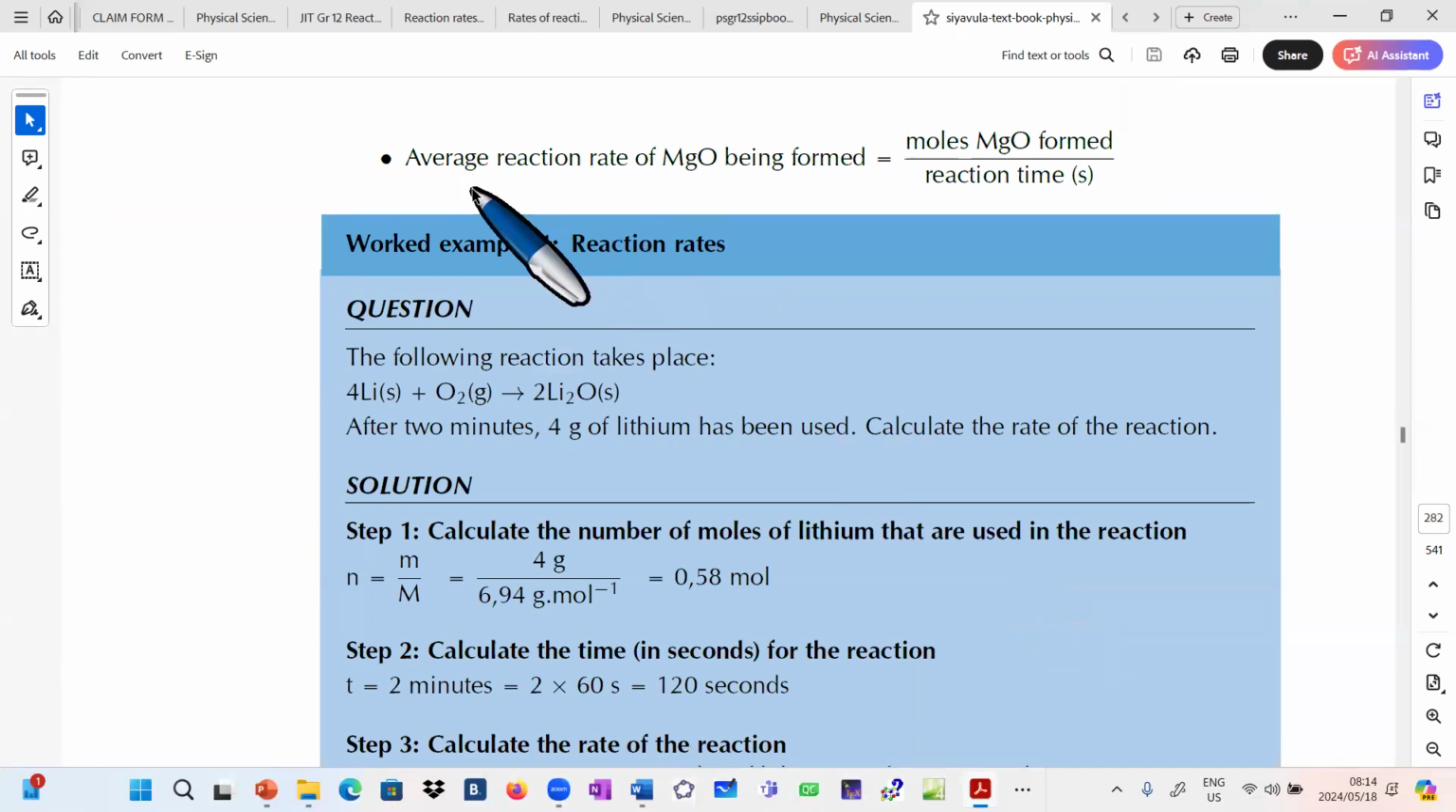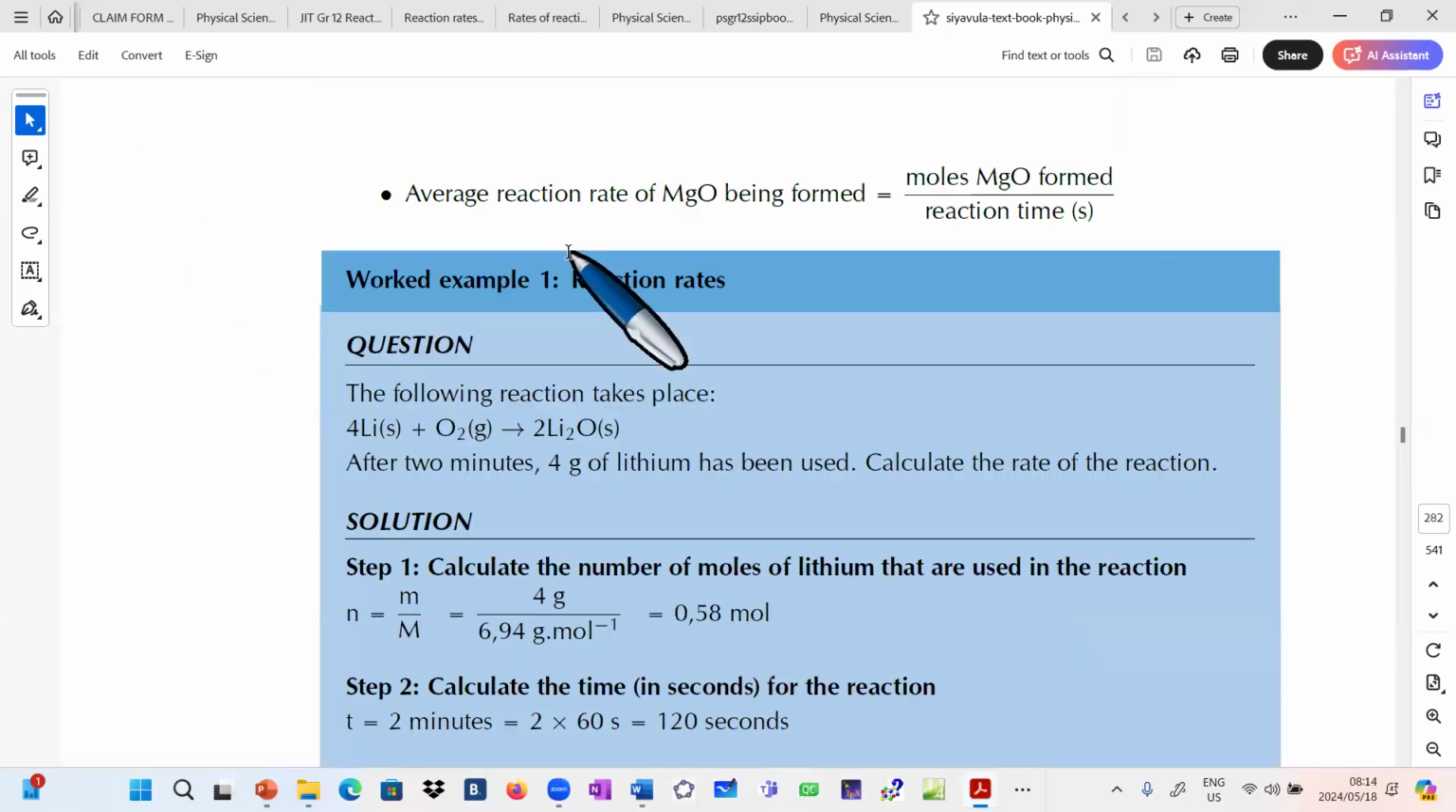Alternatively, instead of looking at the reactants, namely magnesium and oxygen, we can look at the average reaction rate of the product, which is the average reaction rate of magnesium oxide being formed. This equals the moles of magnesium oxide formed divided by the reaction time in seconds. So we can look at the product that is being formed. To calculate the average reaction rate of magnesium oxide being formed, we look at the moles of magnesium oxide formed divided by the reaction time in seconds.